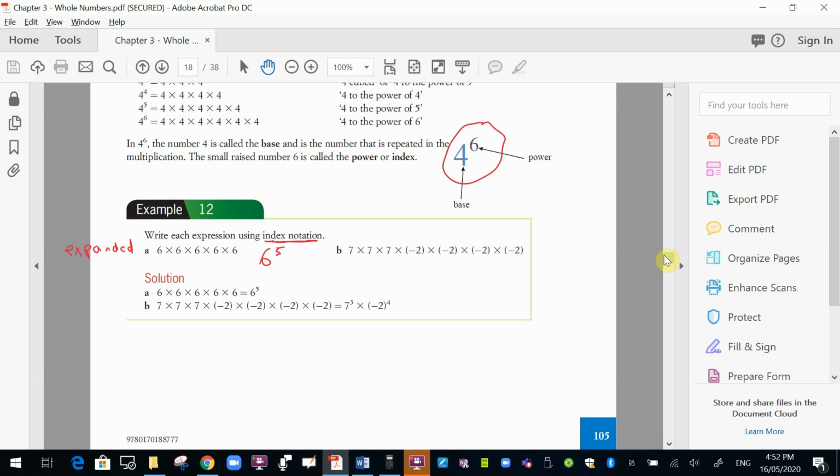What about this one? We have 2 to deal with. So the first one is 7 times 7 times 7. So 7 is the base and 3 is the power. Times, we've got 4 lots of negative 2. Very important to put it in the brackets. 1, 2, 3, 4 of them. So negative 2 is the base and 4 is the power.